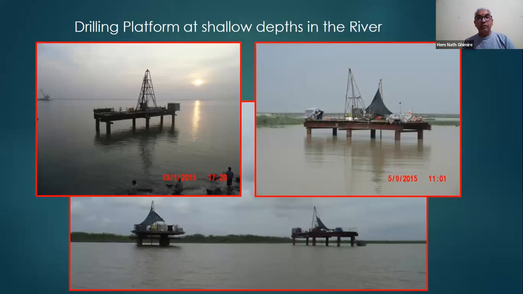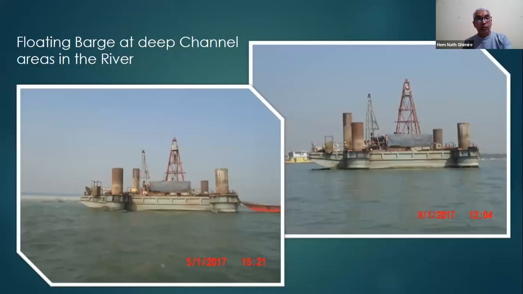These are the platforms and other systems used for drilling in the river. We use a drilling platform where the water is very shallow: first make the platform and then drill. But where the water is very deep, in the main channel area, the deep channel area, we use footing bars.